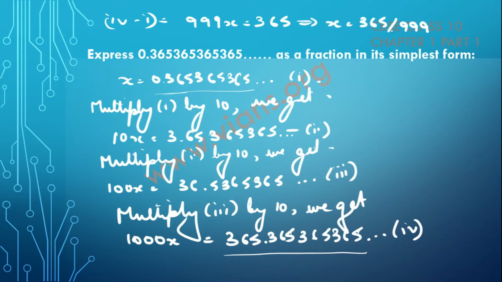We know that 999 is basically 111 into 9, so it's divisible by 111 and 3. Can we divide this numerator by 3? 6 plus 3, 9, plus 5, it's 14. 14 is not divisible by 3. So it's just going to remain, and we know 111, that should have been 333 or something. So that's also not going. So x is equal to 365 by 999. It's the simplest form in which we can express this particular fraction.